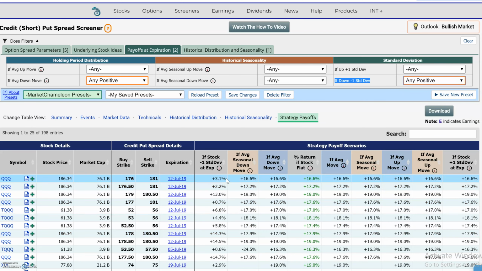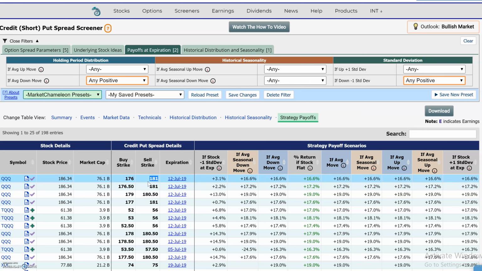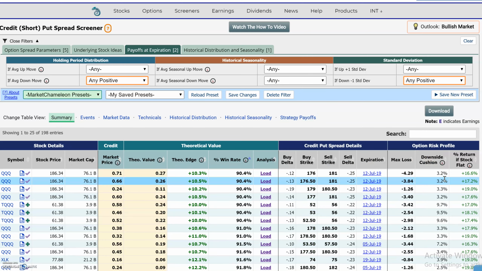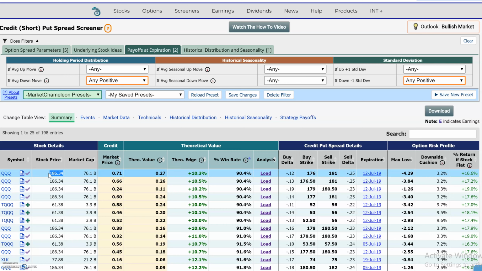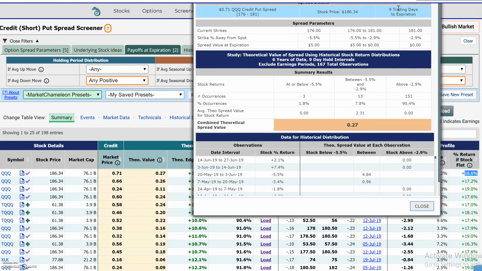So right here, if at expiration the stock moves down by 1 standard deviation, I want to be any positive. And then over here in this QQQ, let's just take a look. If the QQQ is down by 1 standard deviation, right now it's 186.34, you're selling the 181, 176 put spread. So you can see there's a lot of cushion there, about $5. So even if the stock drops by 1 standard deviation, your credit put spread will still return a 3.1% return. And over here, if it just sits here or goes higher, that's a 16.6% return on your risk, with 9 trading days to go.